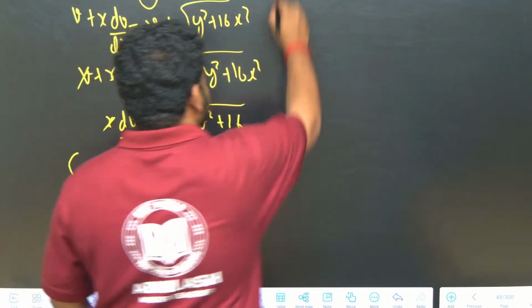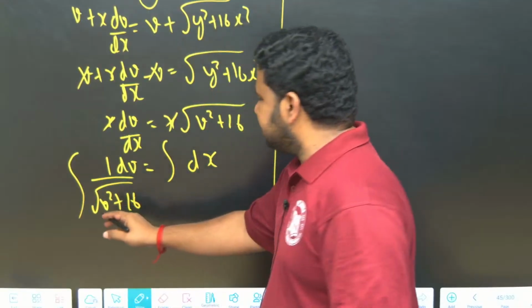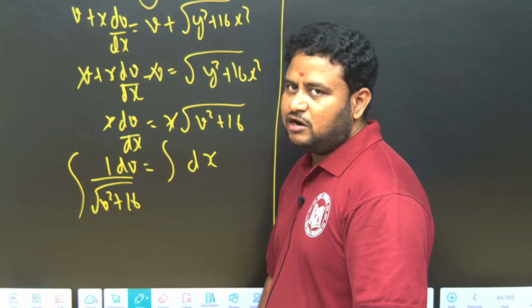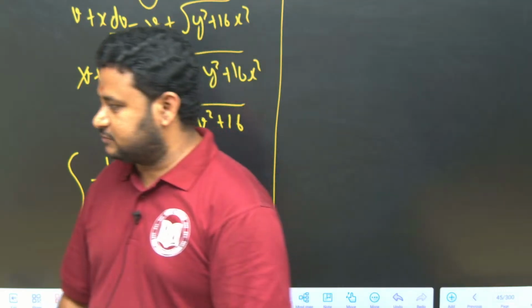Now on integrating this, what is the formula for the integral of 1 by square root of x square plus a square? It is log of modulus of x plus square root of x square plus a square. Correct?